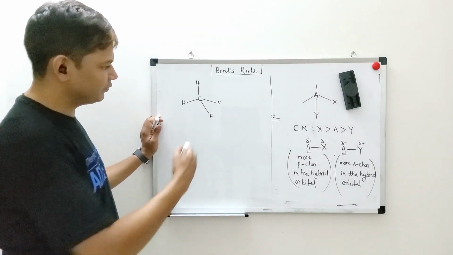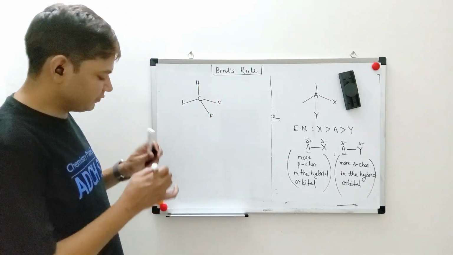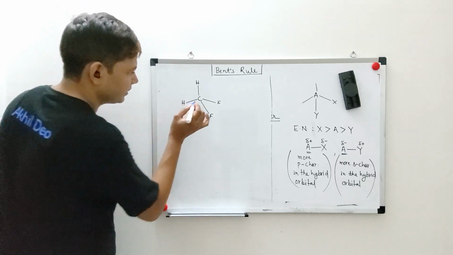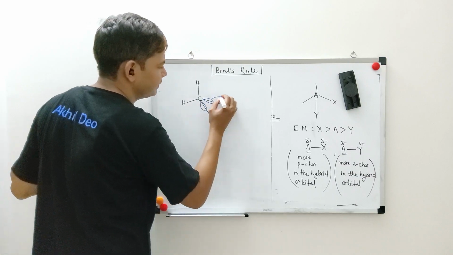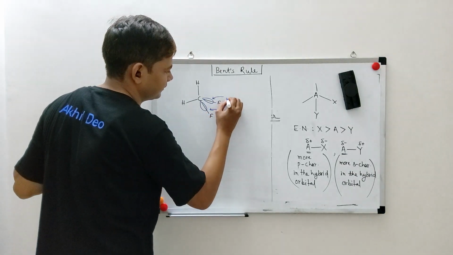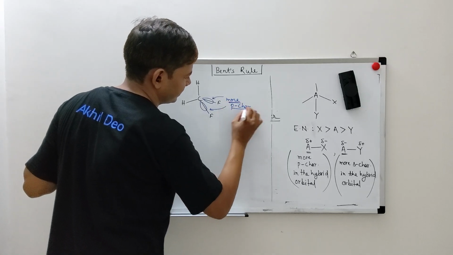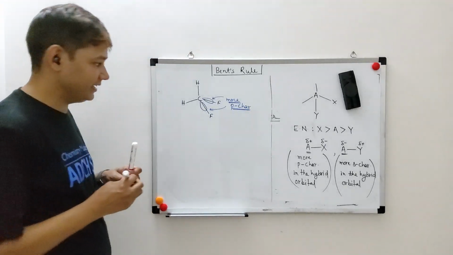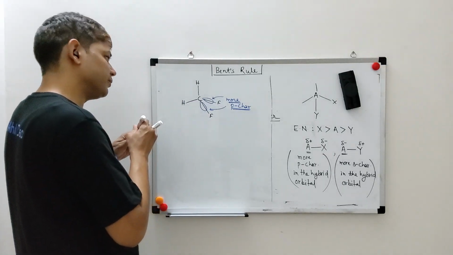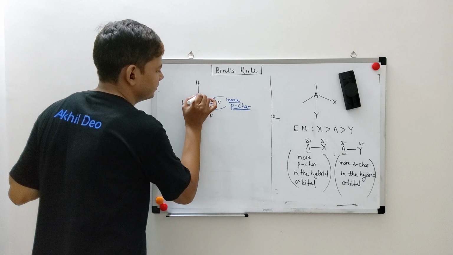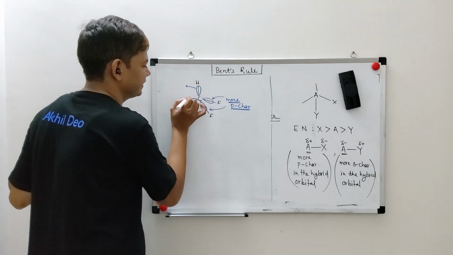Why? The fluorine atoms will pull p character towards themselves. So the hybrid orbitals that are forming bonds with fluorine will have more p character. The bonds towards the more electronegative atom have more p character. And the hybrid orbitals that are forming bonds with the less electronegative atom, hydrogen, will have more s character.